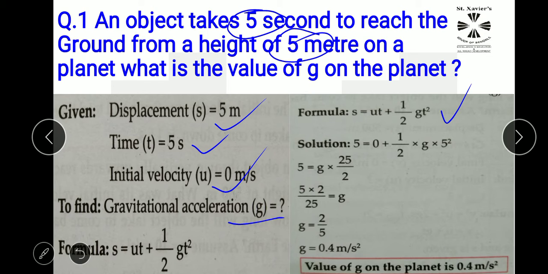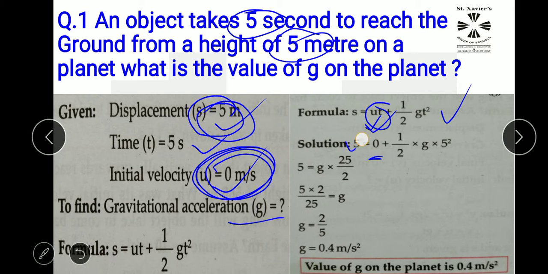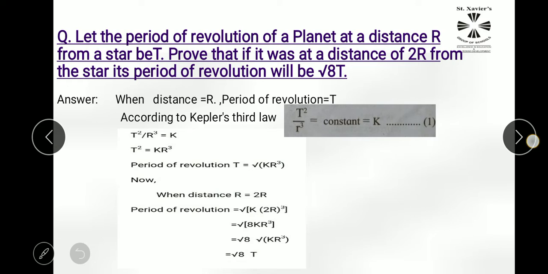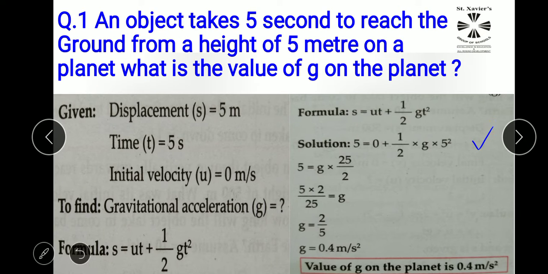Now here we will put the values. u is 0, students, so ut will become 0. First term 0. Here s is equal to 5, so we'll take 5. Half as it is. g value we have to find. And t is 5, so it will become 5 square. All the values are substituted.